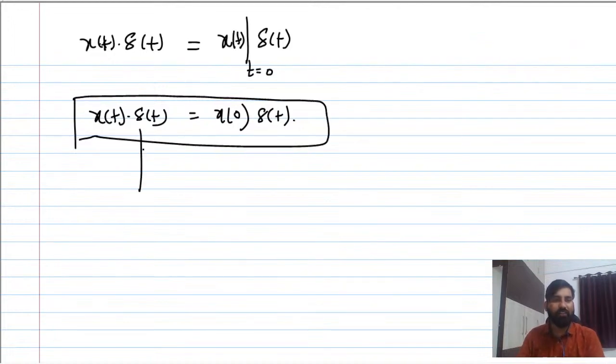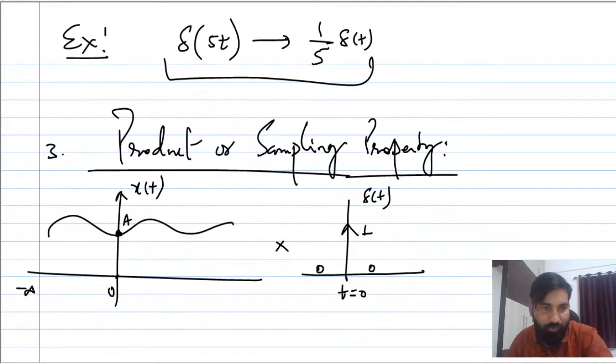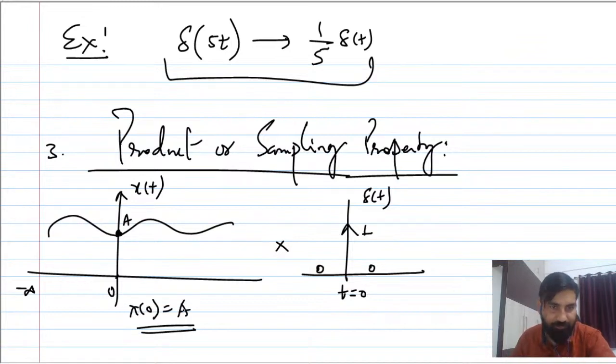So earlier this delta t had the area 1. Now what is the area of delta t? That is x of 0. And what is x of 0? X of 0 is nothing but a times delta t, because you know that the value of the signal at t equal to 0 is a. X of 0 is a here. This is known as the sampling operation.